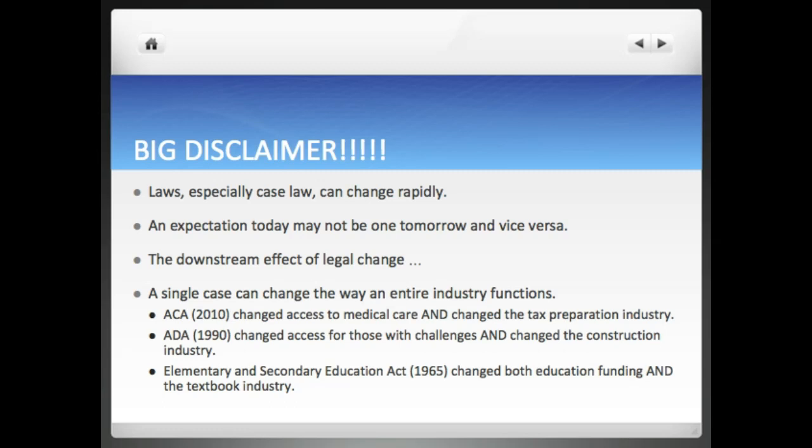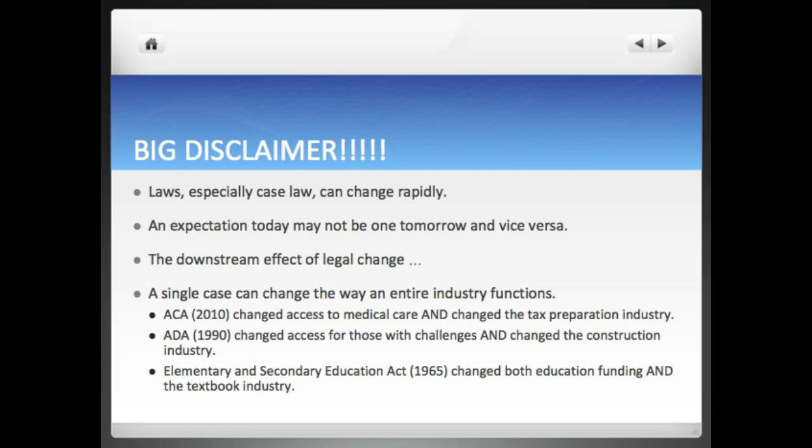And then there was another Supreme Court case that came and shot down the mandatory coverage, and therefore they could change it back, because now you don't have to provide that anymore. So the downstream effect of changes in the law, even though the law itself is still the same law, is that the way it's applied changed, and it changed a whole other industry.